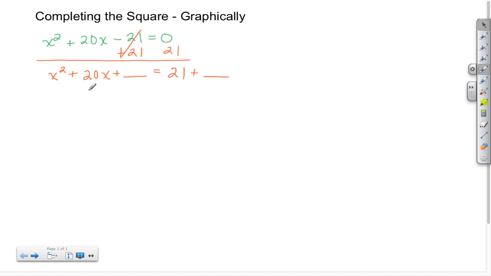So let's begin with the abstract method. We know that we take the coefficient next to the x term, which in this case is 20. We take half of that, and then we square that result. So here we have 20 divided by 2, which gives us 10, and then 10 squared gives us 100. So that means I need to add 100 to the left-hand side and 100 to the right-hand side. The next thing we know is that I'm going to add 10 to the x term, so that's really going to be x plus 10 quantity squared is equal to 21 plus 100 to give me 121.